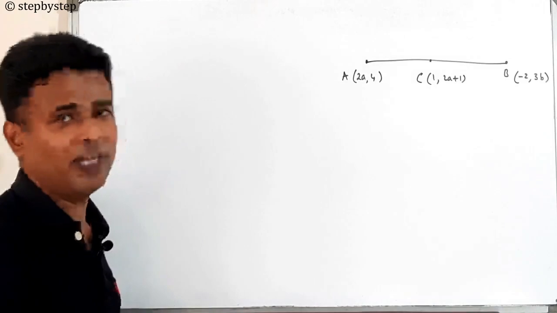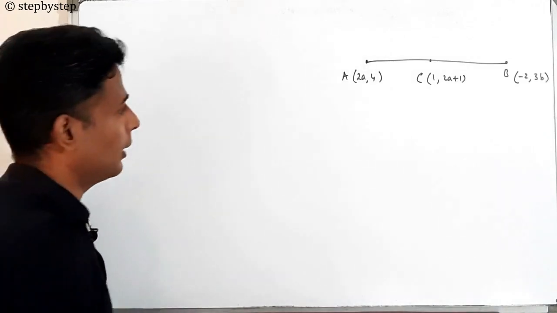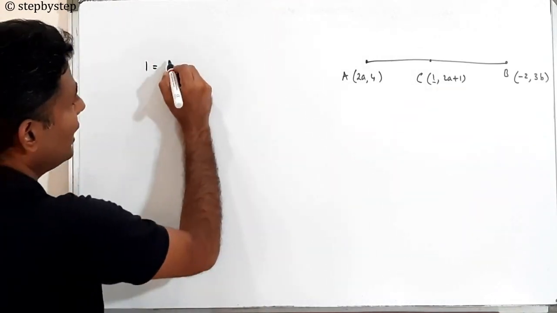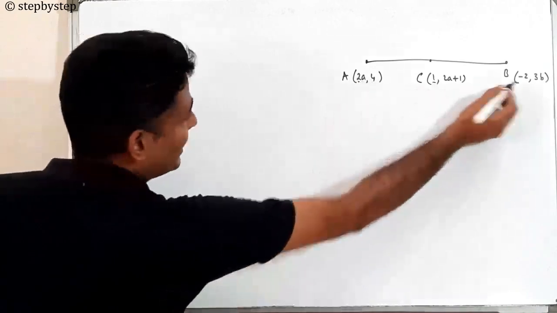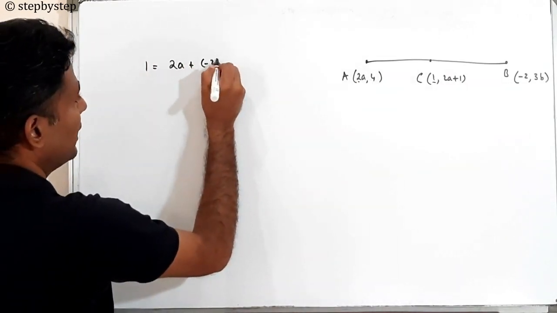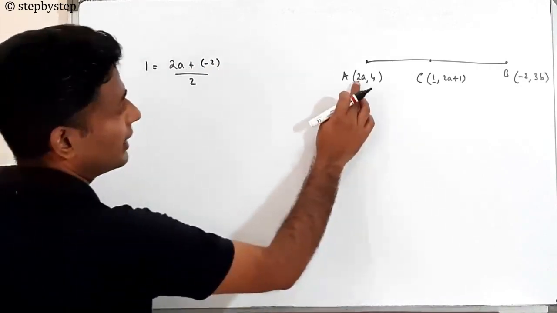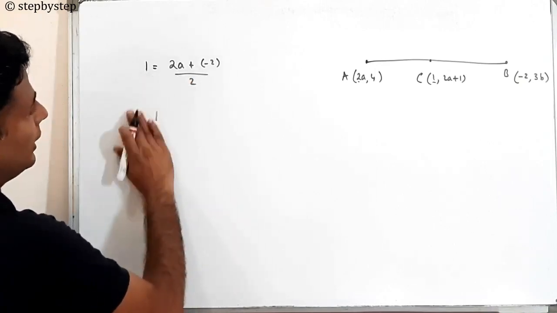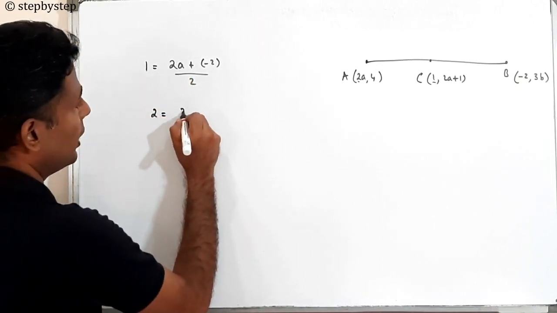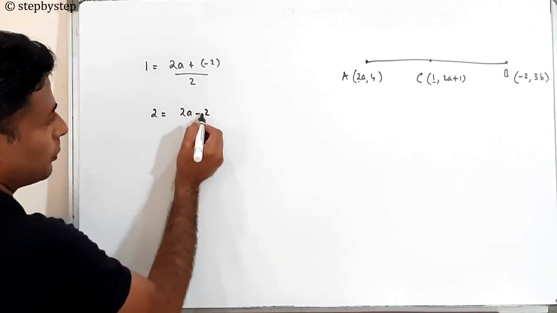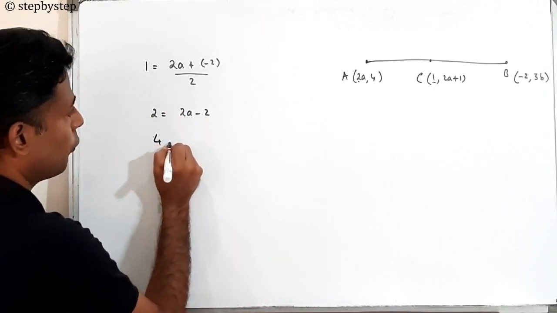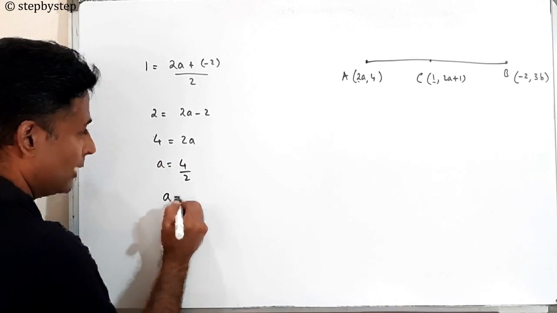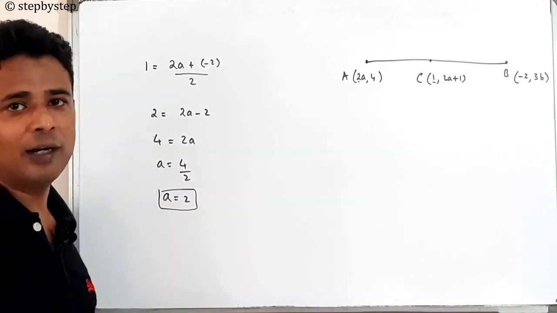Since this is a midpoint, what do we have to use? We have to use the midpoint formula. So directly, the x coordinate is 1. So 1 equals (x1 plus x2) by 2, that is (2a plus minus 2) by 2, right? I'll transpose this 2 to that side. 2 into 1 becomes 2 equal to 2a minus 2. Now I transpose this minus 2 to that side, it becomes 2 plus 2, 4 equal to 2a. So a equals 4 by 2. So a is equal to 2. So we found the value of a.